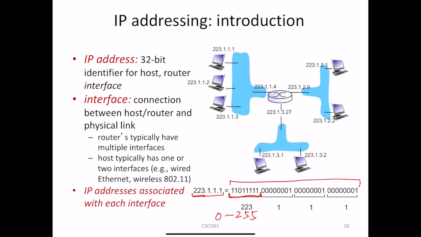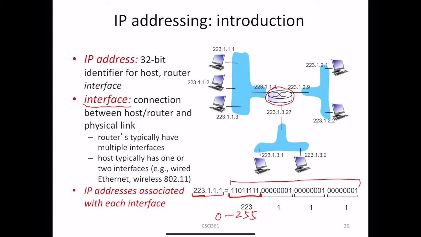And then let's see another important notion, which is the interface. The interface is a connection between the host or router and the physical link. So usually the routers will have multiple interfaces. For example, on the right side, this figure shows us the router in the middle has 3 interfaces because it can connect 3 networks together.